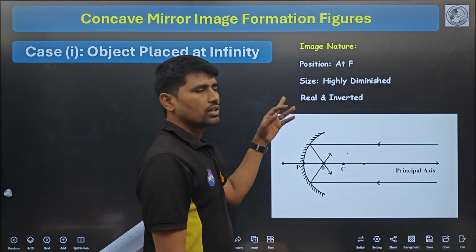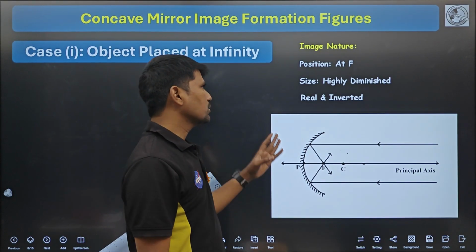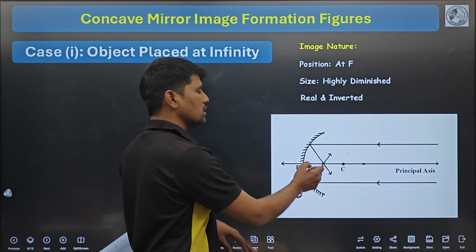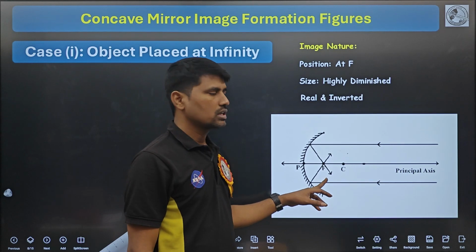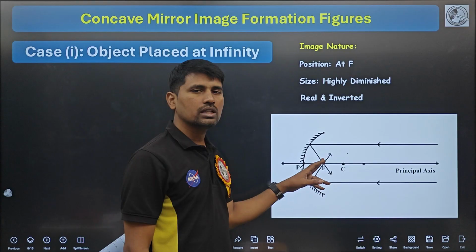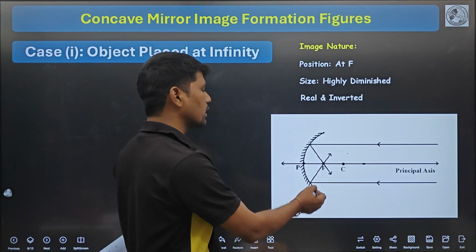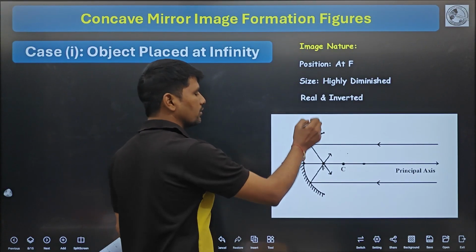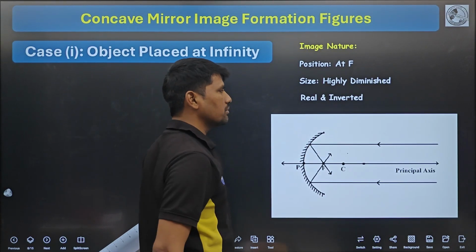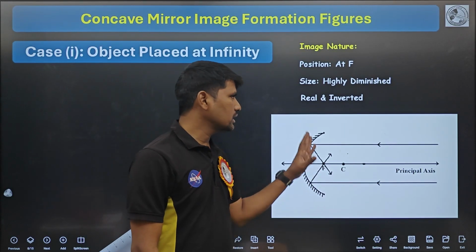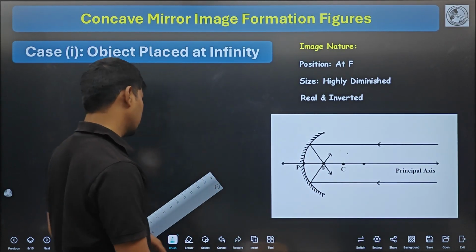PS, remember. First, P means position. Where is the position of the image? The image is formed at the focus. The reflected rays converge at the focus. Where the reflected rays meet, that is the position of the image. Position of the image is at the focus. Size is highly diminished. Real and inverted. Real and inverted, this is everything. From the next case onwards you will get it.